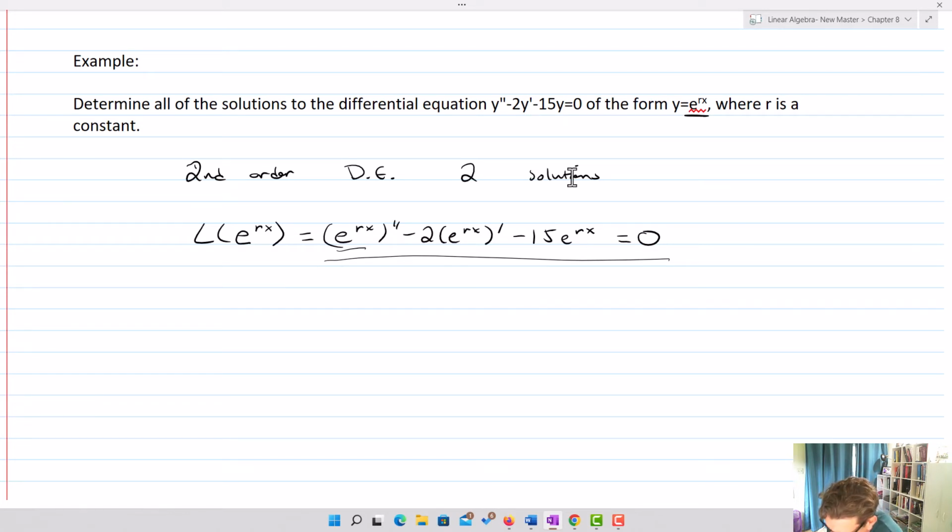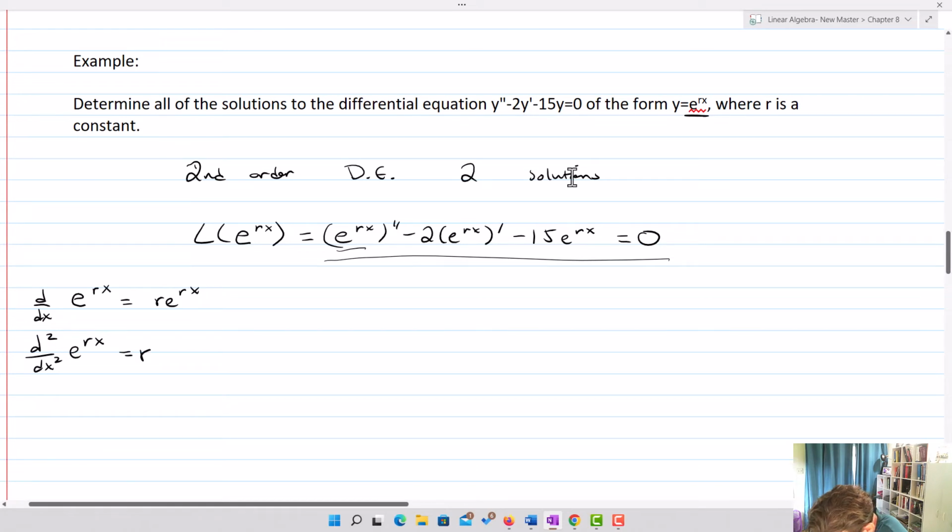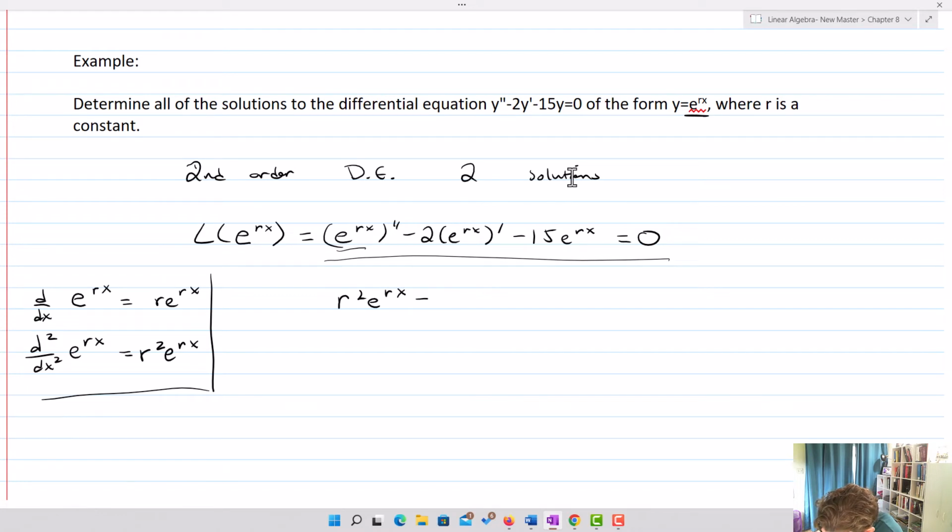Now the second derivative of e to the rx: d dx of e to the rx is going to equal r e to the rx, and then d squared dx squared of e to the rx is thus going to equal r squared e to the rx. You're going to see me do that a lot, actually. That just keeps my derivatives straight. So now this gives me r squared e to the rx minus 2r e to the rx minus 15 e to the rx equals 0.